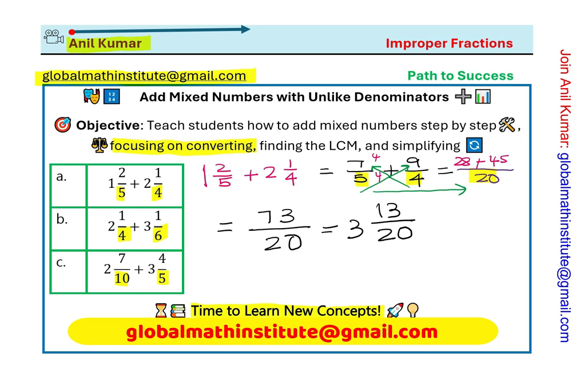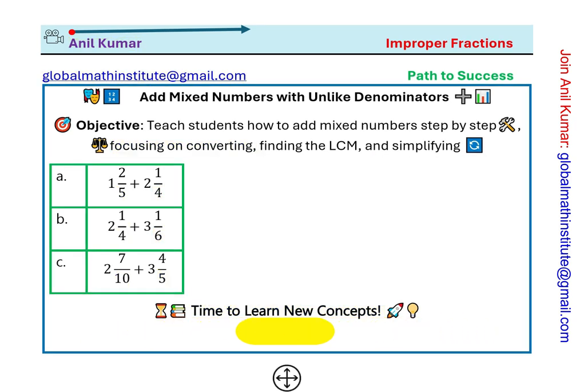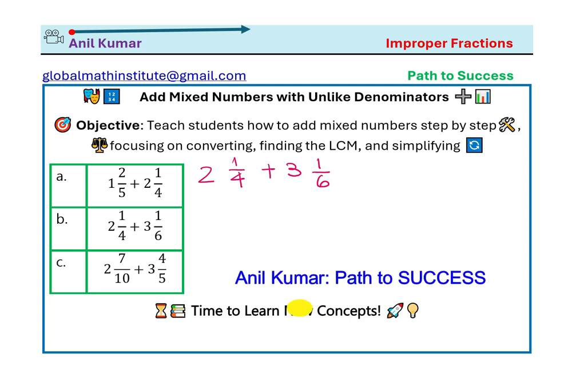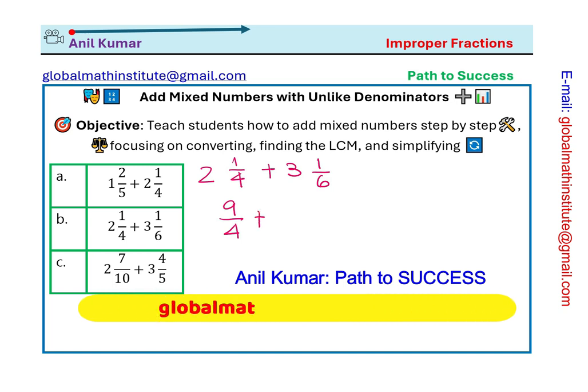Now let's take up the next question. The next question here is 2 1/4 plus 3 1/6. So let's first convert it to improper fractions. 4 times 2, 8, and 1, 9 over 4, plus 6 times 3, 18, and 1, 19 over 6. So between 4 and 6, what is the LCM? We have to find the LCM first.